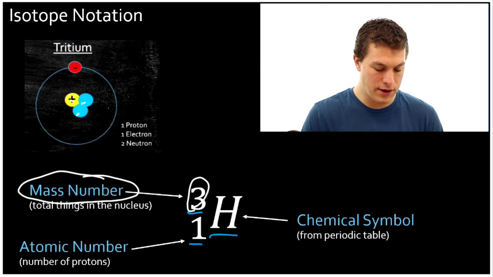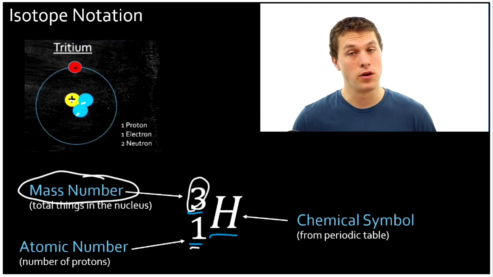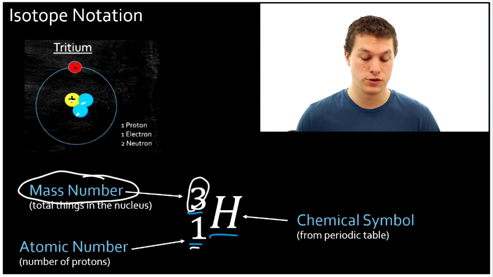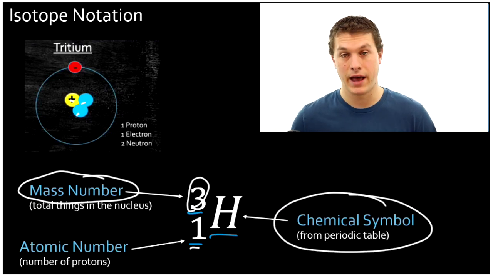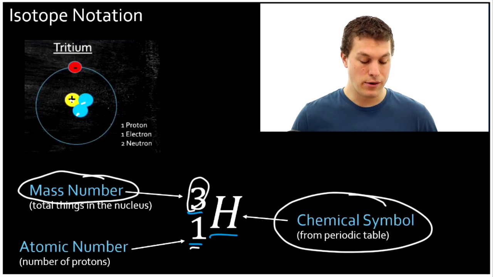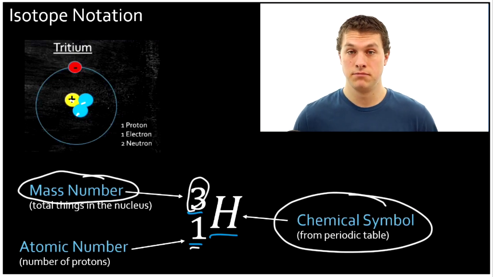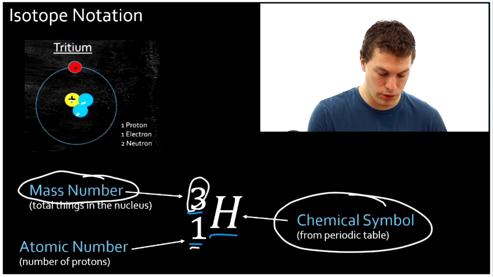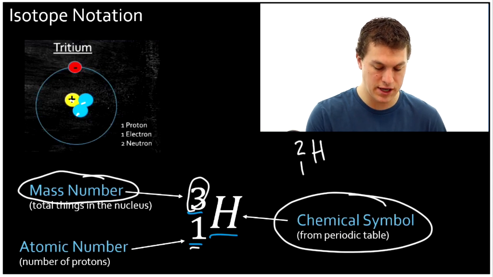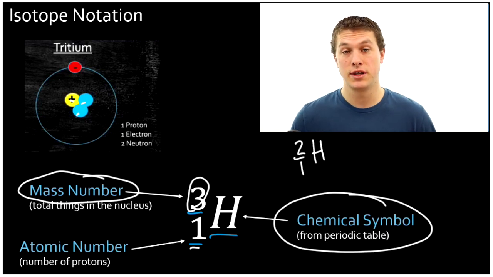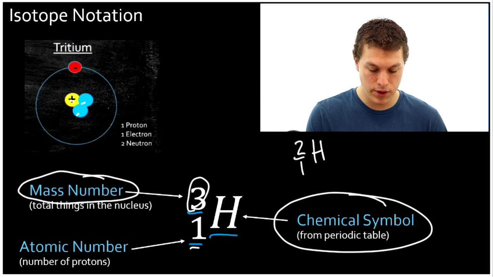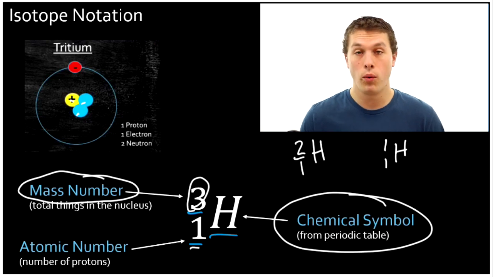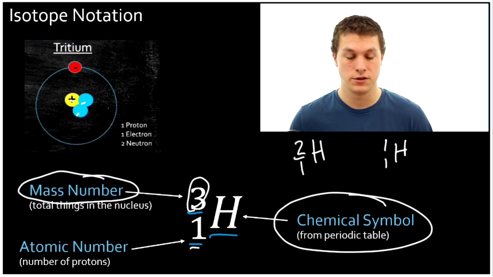The number 1 down here is the atomic number, the number of protons, which I've already talked about. That tells us we have 1 proton. And lastly, we have the chemical symbol, H, for hydrogen, and that comes from the periodic table. So if I was expressing deuterium, instead, I would have 2, 1, H. And that 2 is there because deuterium has 2 things in its nucleus, a mass number of 2. It has 1 proton and 1 neutron. Or if I was expressing protium, it would look like this because it only has 1 thing in the nucleus, hence that top number is 1.